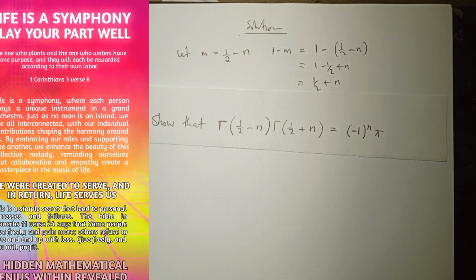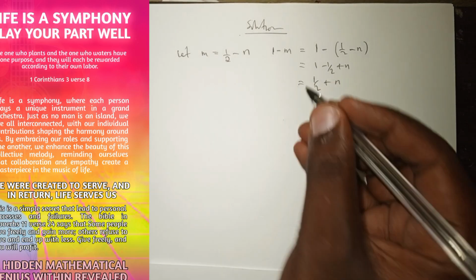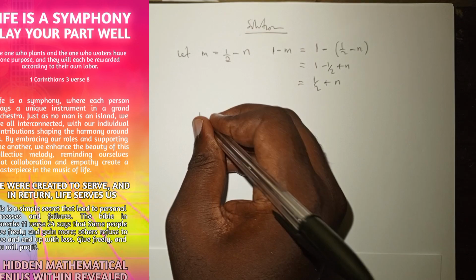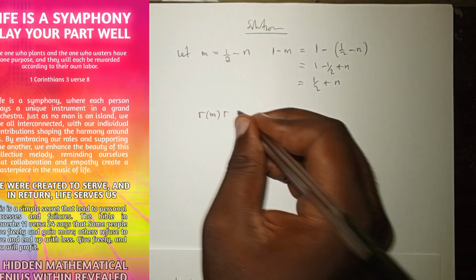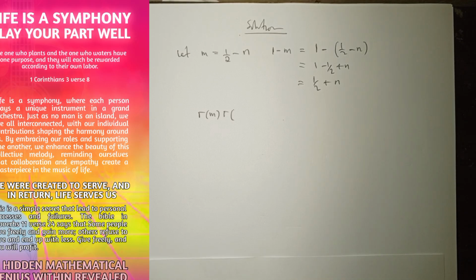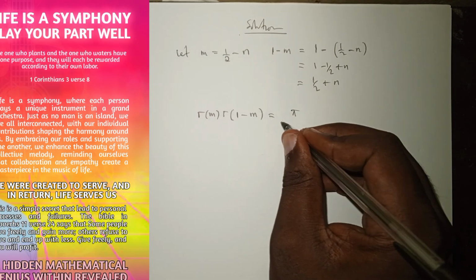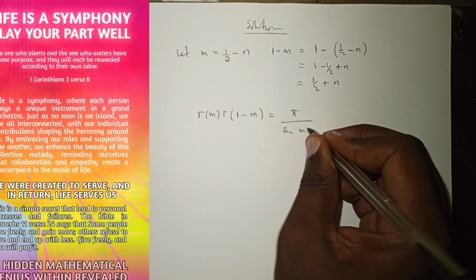So this is related to the infinite product or Weierstrass definition. We just substitute where there is 1 over 2 minus n, you put m. So we are going to have gamma of m multiplied by gamma of 1 over 2 plus n, which is just 1 minus m. Okay, at this stage, I believe you remember that the infinite product definition is just pi over sine of, the letter here is m, so sine of m pi. So this is equal to pi over sine of m pi.